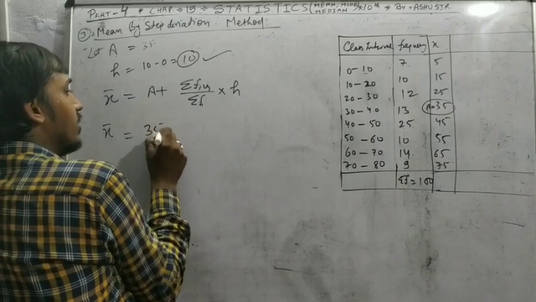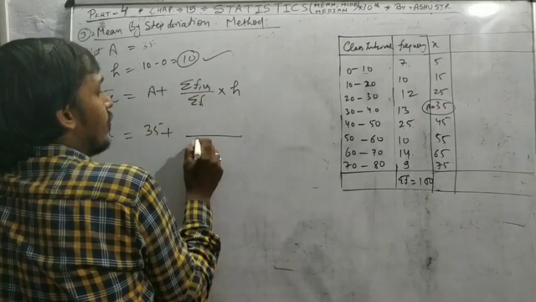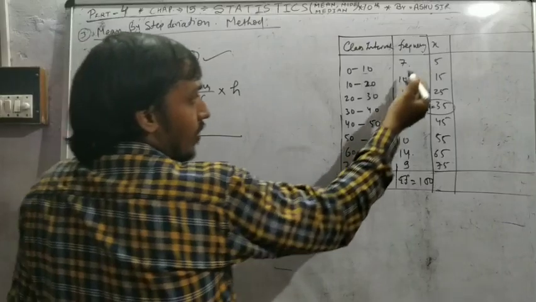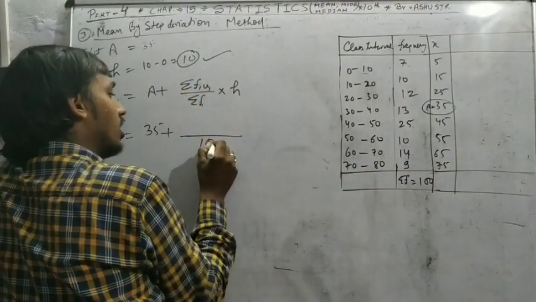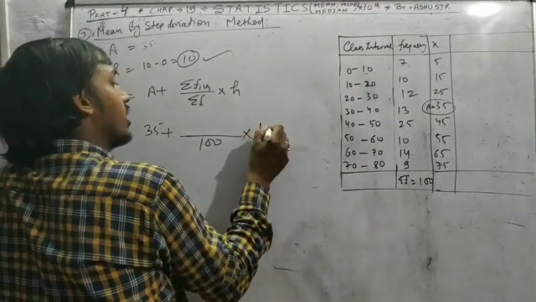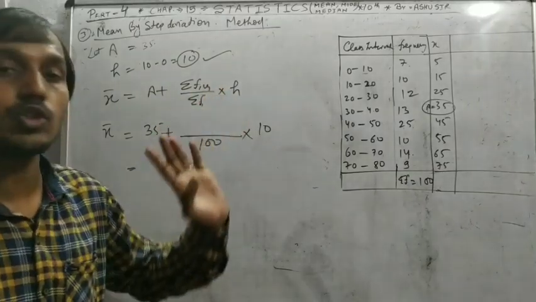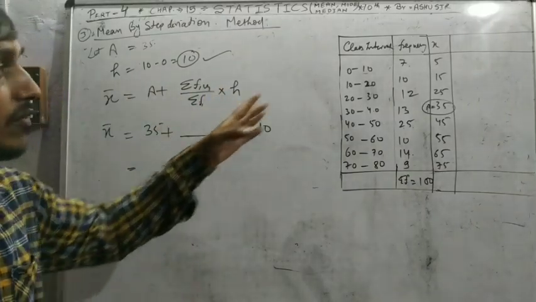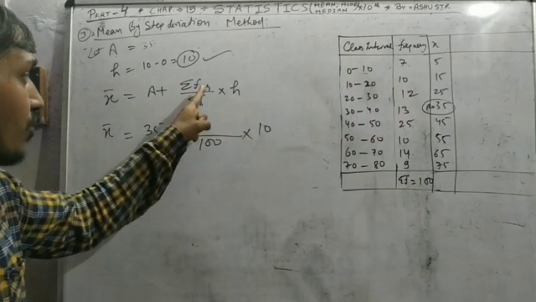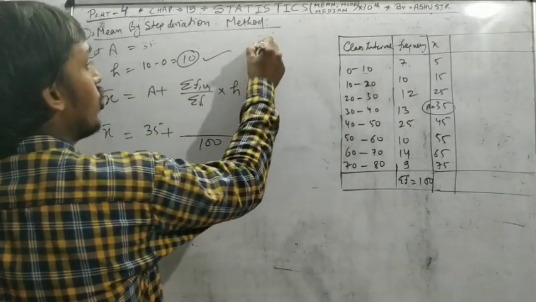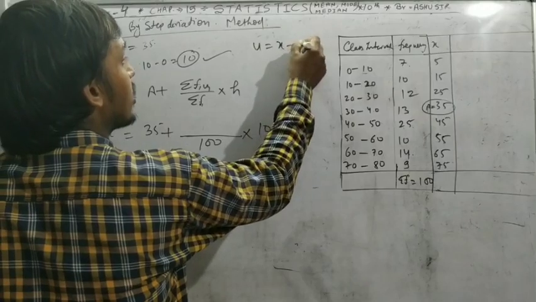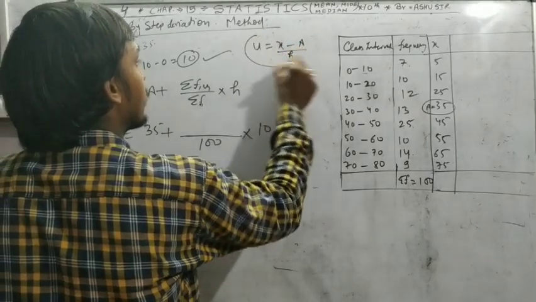A is 35. Sigma fu, I don't know yet. Sigma f, the sum of all frequencies, is 100. H is 10. So we only need to find the summation of fu. For fu we have to complete the table. First we find u, and u is equal to x minus A upon h.